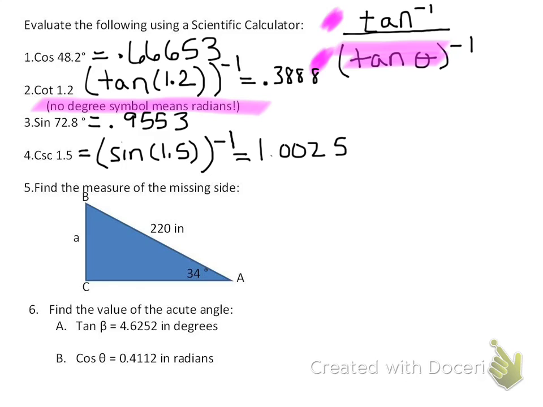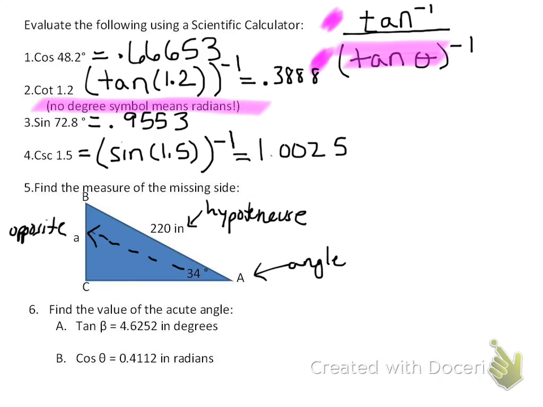All right, let's look at another type of problem. Here I have a triangle. In my triangle, I'm given the angle. My angle is 34 degrees. I'm given a hypotenuse. My hypotenuse is 220 inches. And now A is the side that is opposite my given angle.